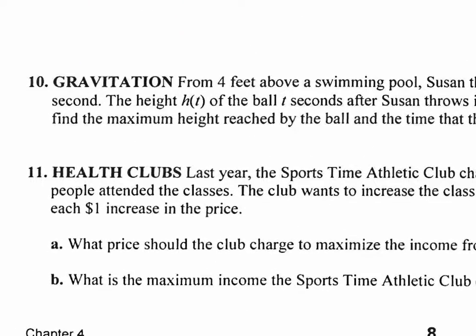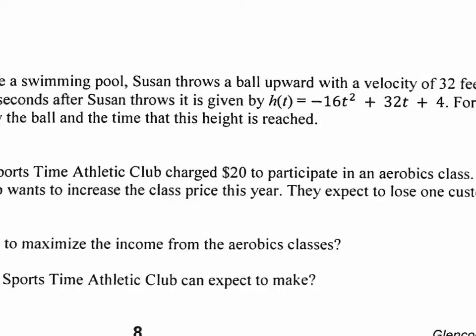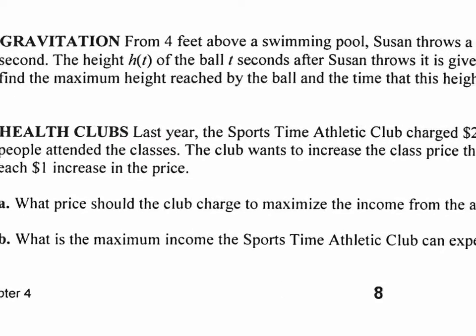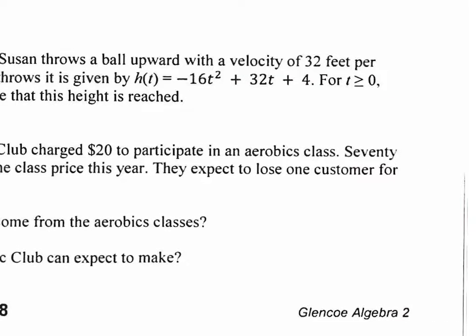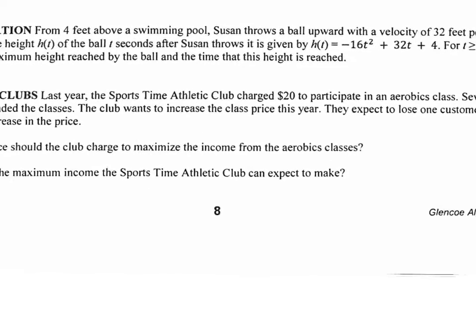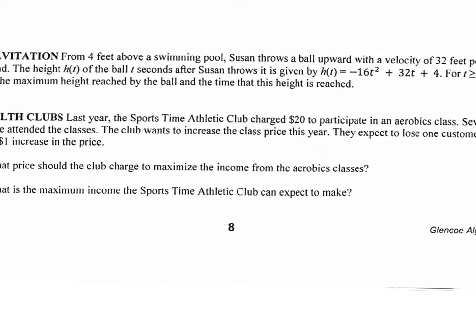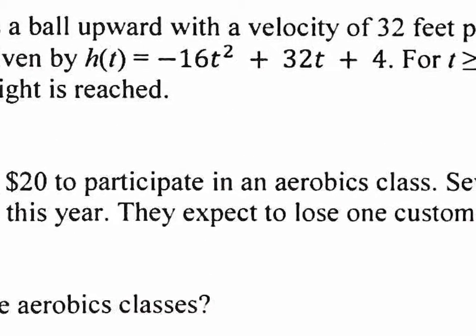And we do want to answer number 10. It says from 4 feet above a swimming pool, Susan throws a ball upwards with the velocity of 32 feet per second. The height h of t of the ball t seconds after Susan throws it is given by the quadratic equation h of t equals negative 16t squared plus 32t plus 4 for t greater than or equal to 0. It sounds crazy, right? All you have to do is find the maximum height reached by that ball. So algebraically, what are they asking you to do with this quadratic trinomial function? Find the vertex y value, to be more specific. So you could do that one by using the formula, x equals negative b over 2a. Then you plug in, oh yeah, by the way, instead of x's, it's t's, right? So I guess you could say t equals negative b over 2a, and then plug in your t value to find out that max height.